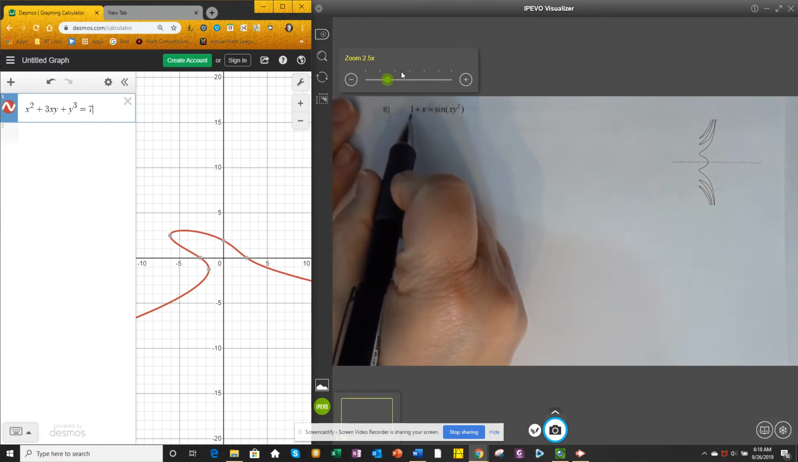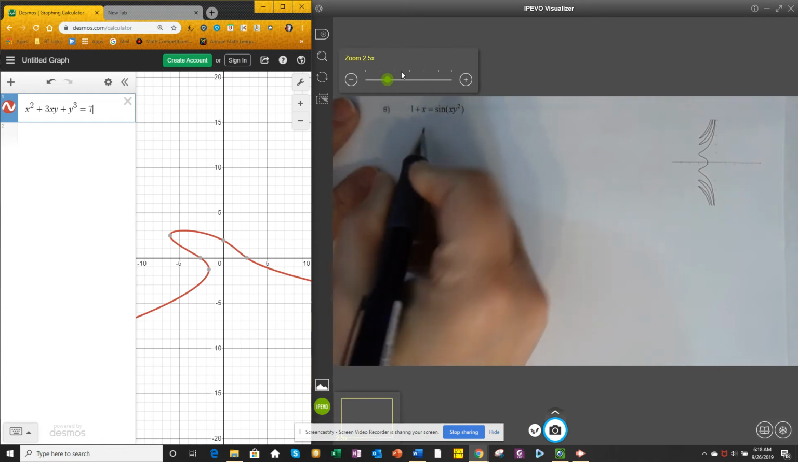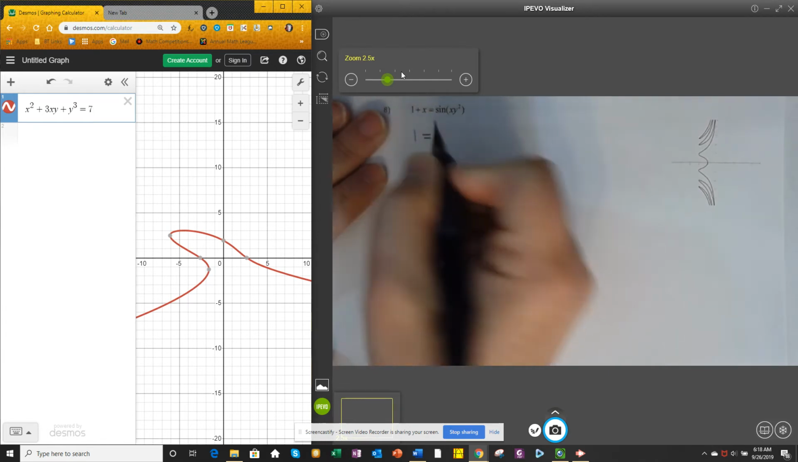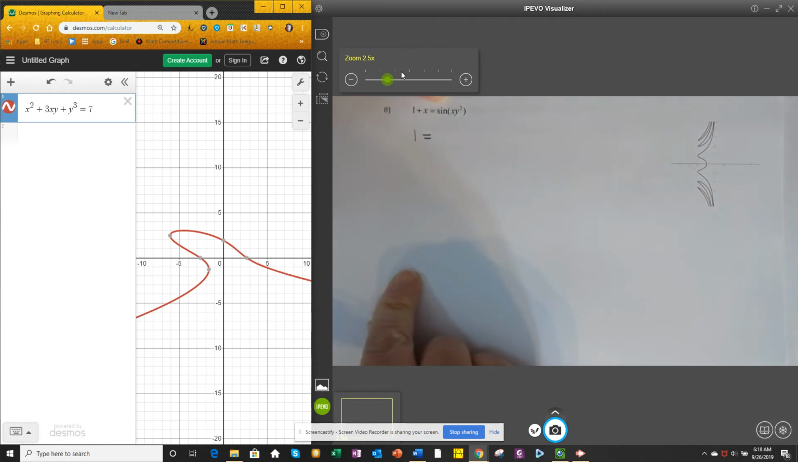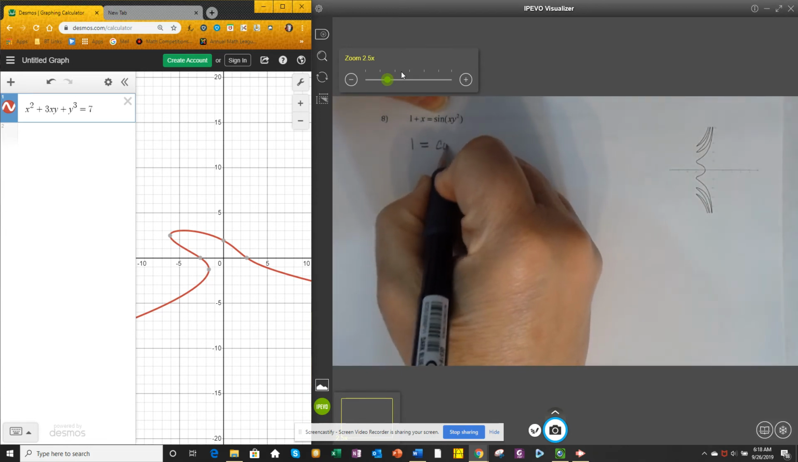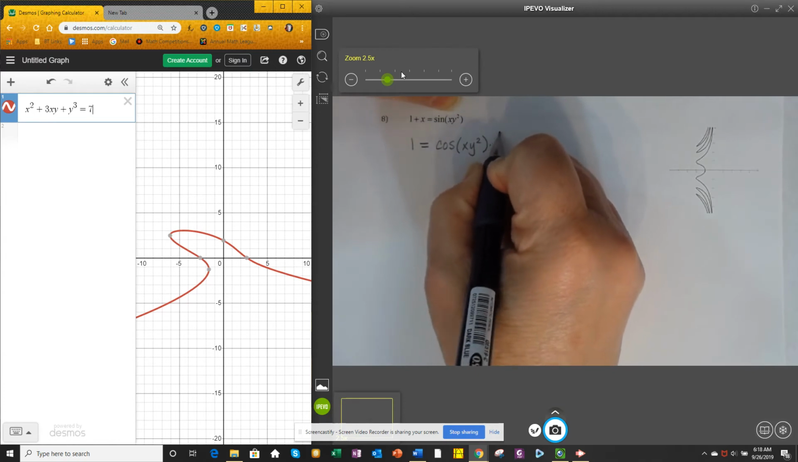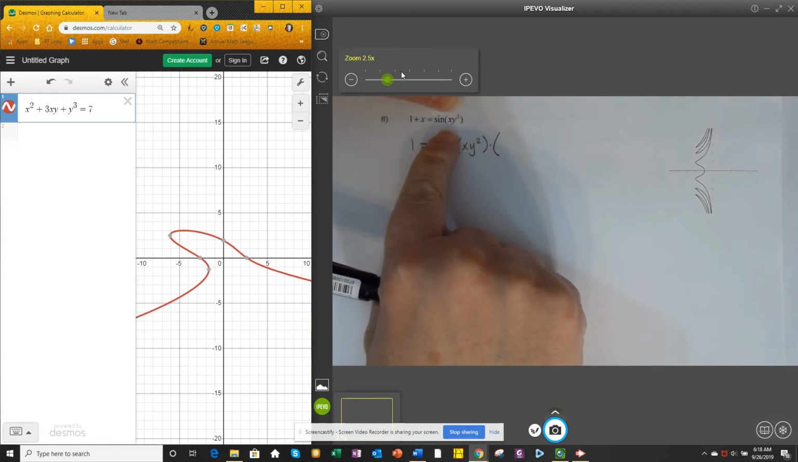Okay, so the derivative of the left side here, well, the derivative of 1 is 0, and the derivative of x is 1. Now, this is a composite on the right side here, so I have to take the derivative of the outside, right? What's the derivative of the outside? Well, it's the derivative of sine, which is cosine, keeping the argument xy squared, times the derivative of the inside, which happens to be a product. So I have to use the product rule here.